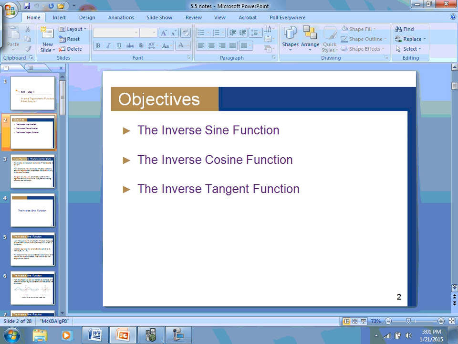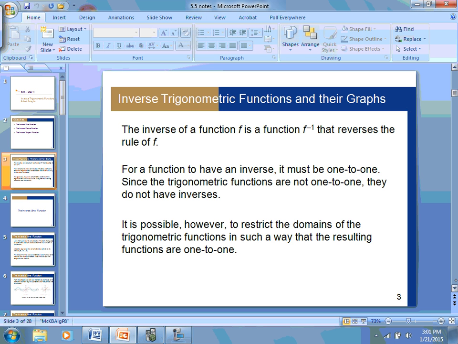Now we're not actually going to be graphing in this section. We're just going to be looking at the inverse sine and cosine and tangent functions. So we're going to be doing a little more algebra for this section.